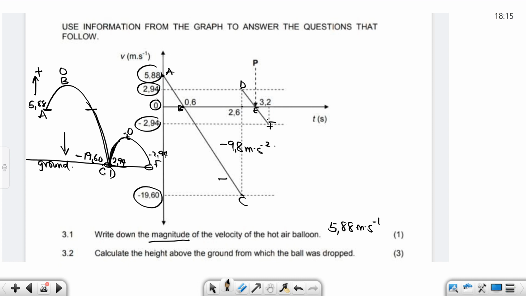Please give me answers. No, it won't work. B is the maximum height. We are looking for where it was.